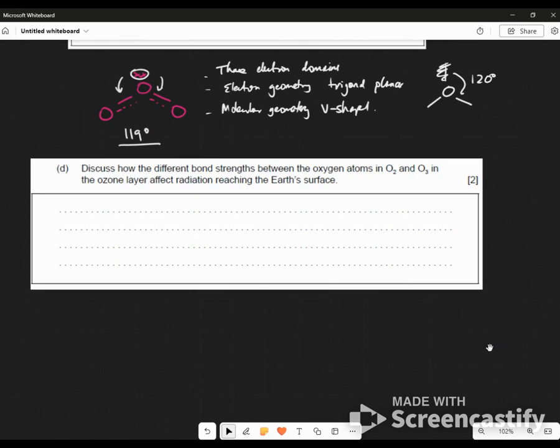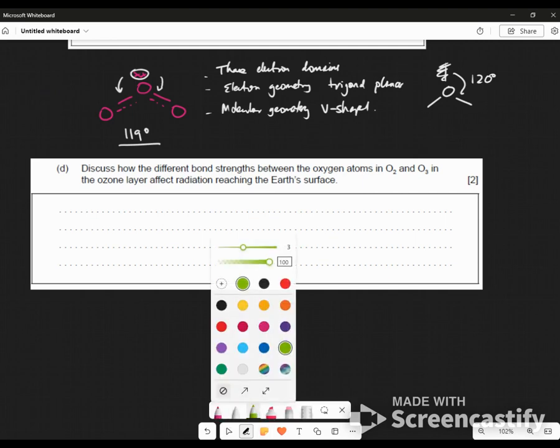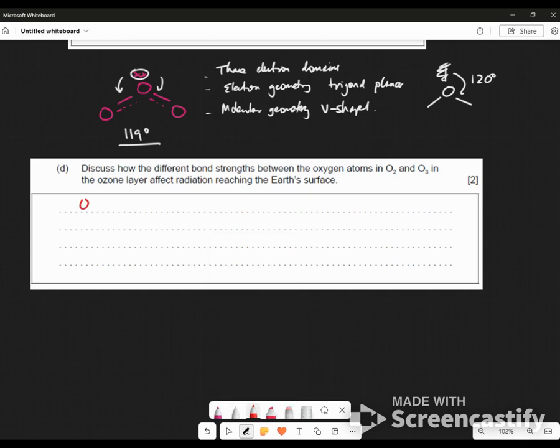Discuss how different bond strengths between oxygen atoms in O2 and O3 in the ozone layer affect radiation reaching the Earth's surface. Now this is just a comparison of the oxygen and the ozone molecules here. So let's get a nice color. That's red, I think. So you've got an oxygen-oxygen bond here, and this is a stronger bond. And in ozone, you've kind of got 1.5, haven't you? So we'll draw it like that. So this is a weaker bond.